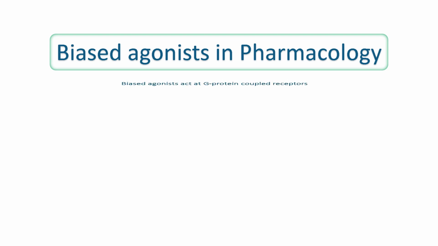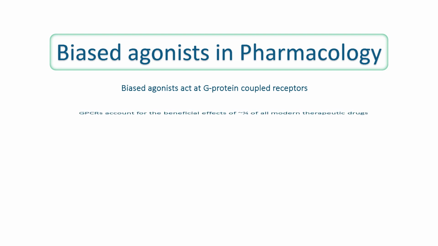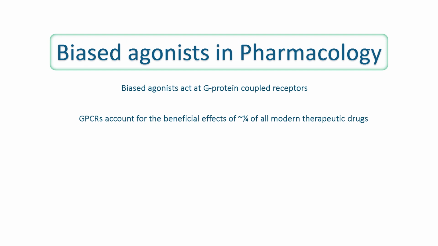Biased agonists act at G-protein coupled receptors. These receptors are important because they are targets of around a quarter of all drugs currently marketed to treat disease.